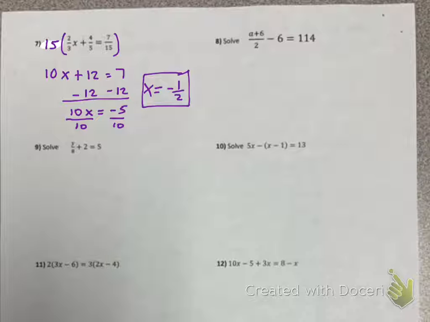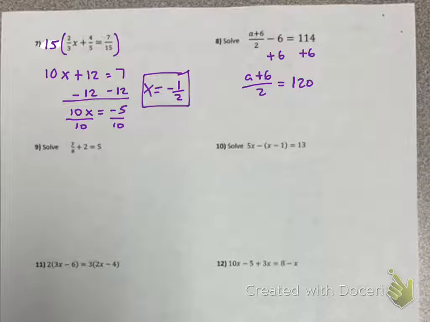Question 8, we've got a plus 6 over 2 minus 6 equals 114. So we're solving for a. To solve for a, we start by moving the 6, so we add it to the other side. So that's a plus 6 over 2 equals 120.